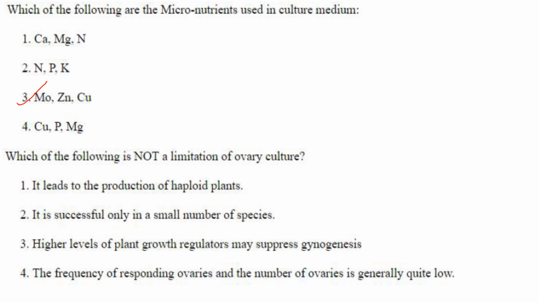Then, it is successful only in a small number of species. That's correct. That's a limitation of ovary culture. Higher levels of plant growth regulators may suppress gynogenesis. That's also correct. The frequency of responding ovaries and the number of ovaries is generally quite low. That is also correct. So the answer here is option 1.